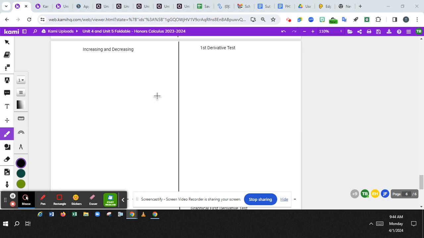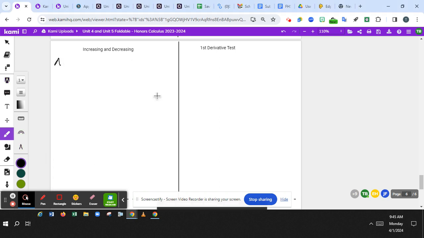So the first thing we're going to talk about is the concept of increasing and decreasing. And this concept is going to tie back to when we talked about whether or not a particle was moving to the right or to the left, or whether or not it was moving up or down. Okay, so the same idea. So what does increasing and decreasing tell me?